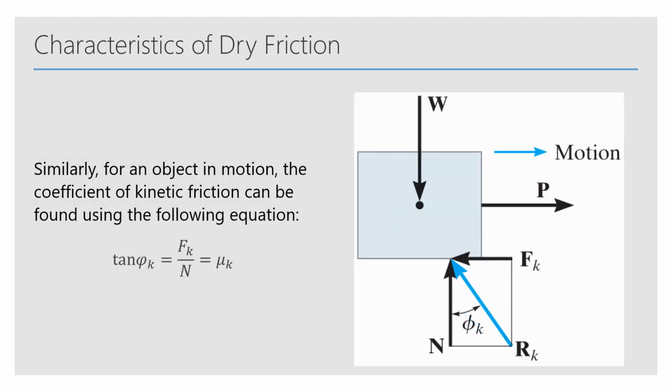Similarly, for kinetic friction, you have the magnitude of the force of kinetic friction over the normal force, and that will give you the kinetic coefficient. Or you could just use tangent of the angle between them in order to find that kinetic friction coefficient.